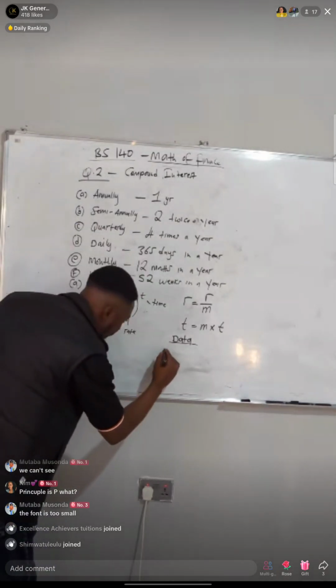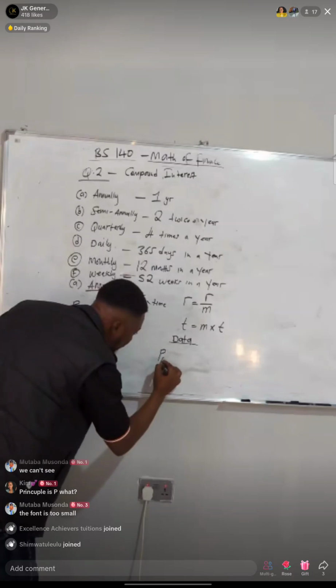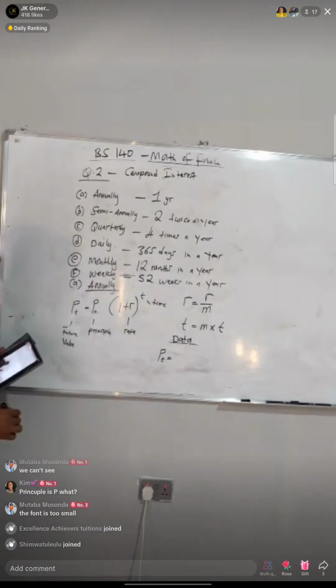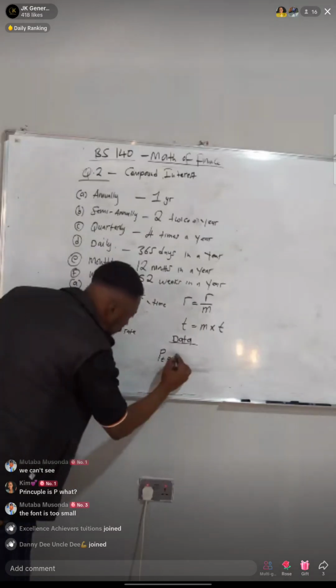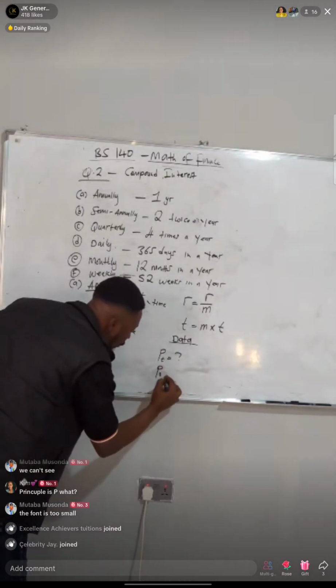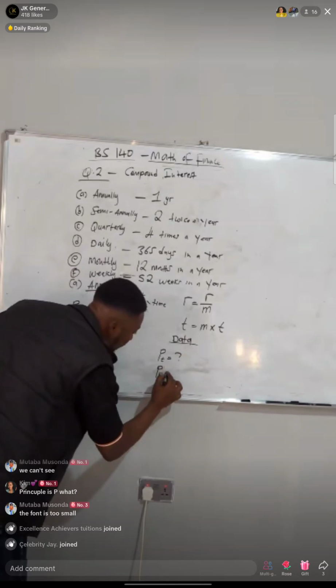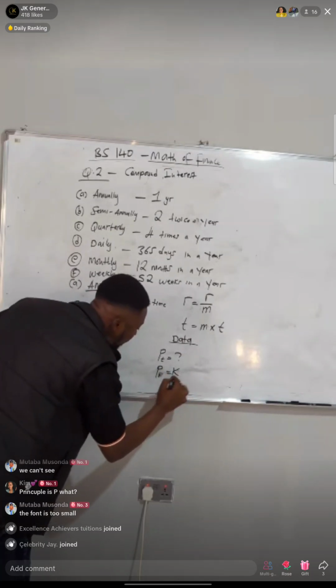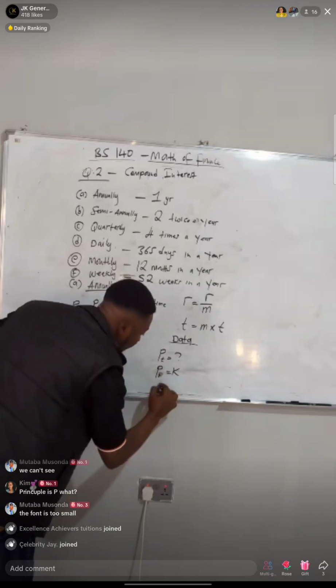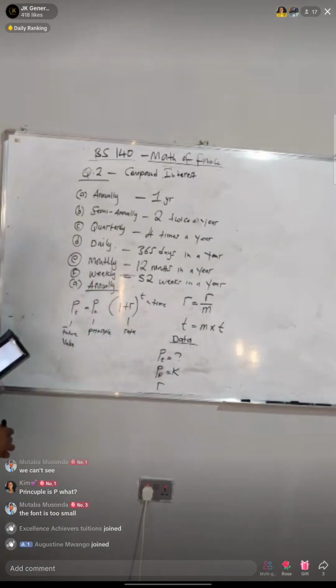And then, in terms of data, what are we given? PT, I've told you, PT is the future value. So what is the future value? This is what we're trying to find. PO is the principal amount. So what is the principal amount? What is our rate? What is our time?